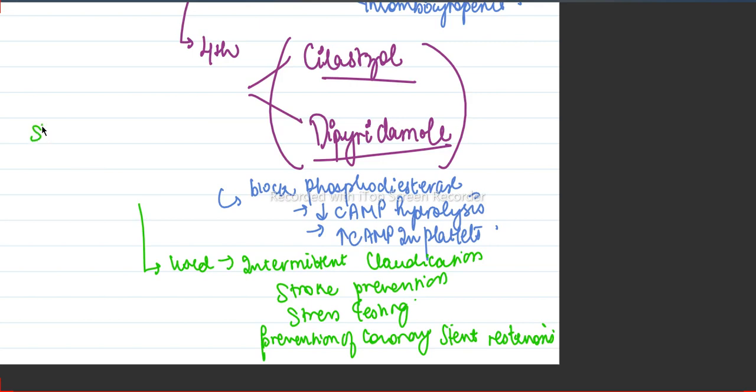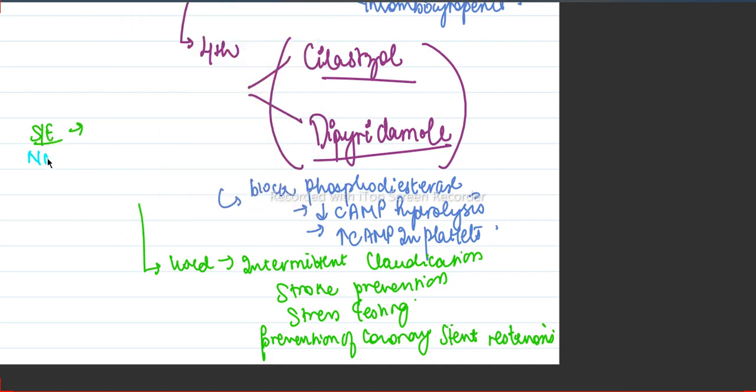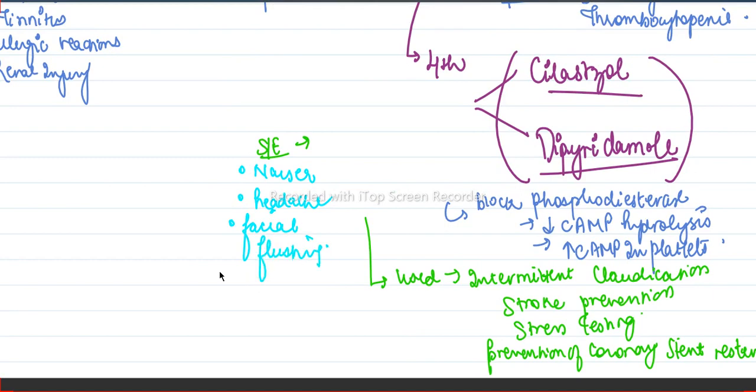These drugs can cause side effects of nausea, headache, facial flushing, also hypotension and abdominal pain.